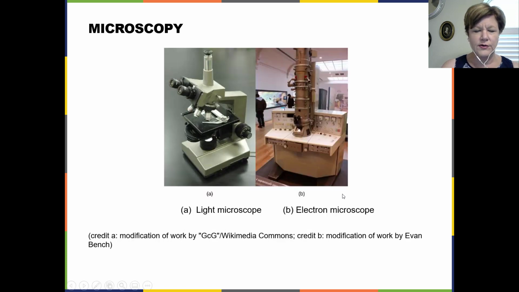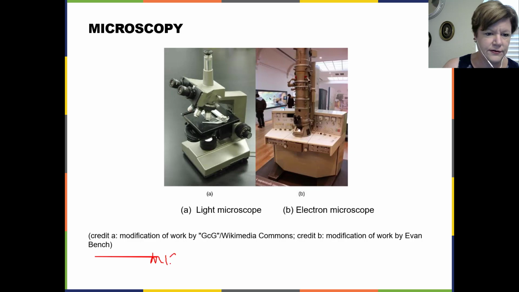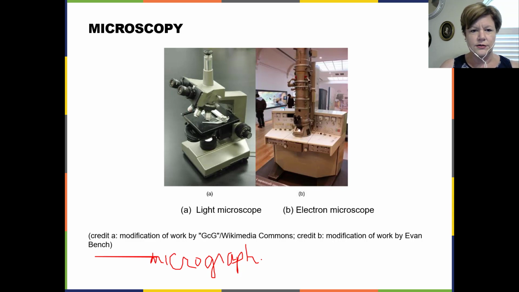So how do we make pictures like the ones I just showed you? We use microscopes, and a picture that's made with a microscope, an image, a photograph made through a microscope, is called a micrograph. So sometimes you will see that word, a micrograph. If somebody refers to a micrograph, it's a photograph that was taken looking through a microscope.